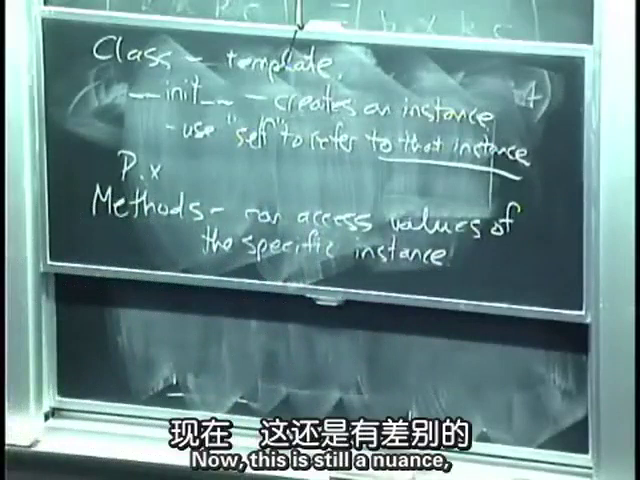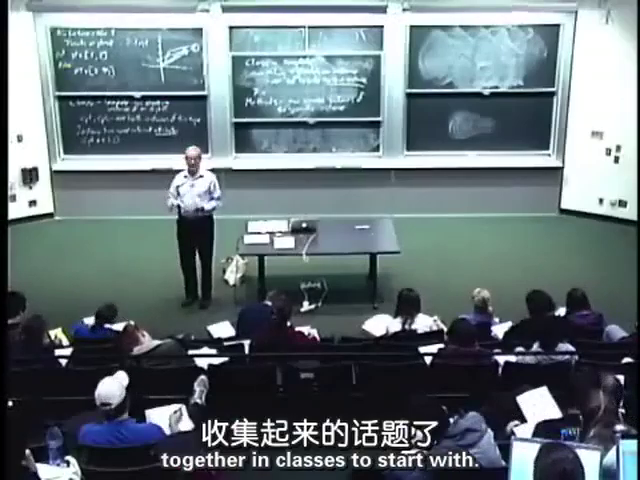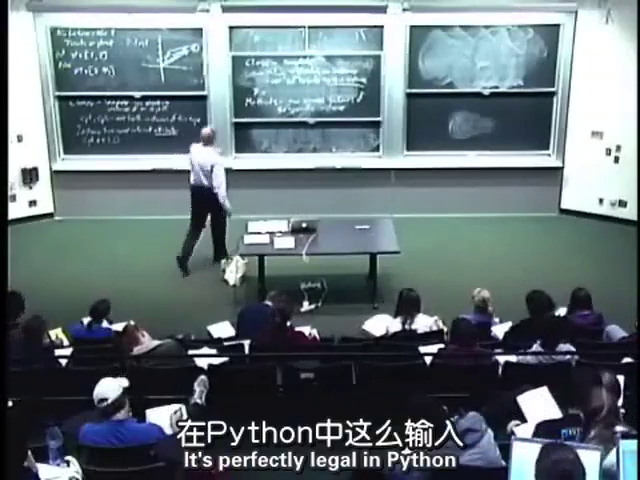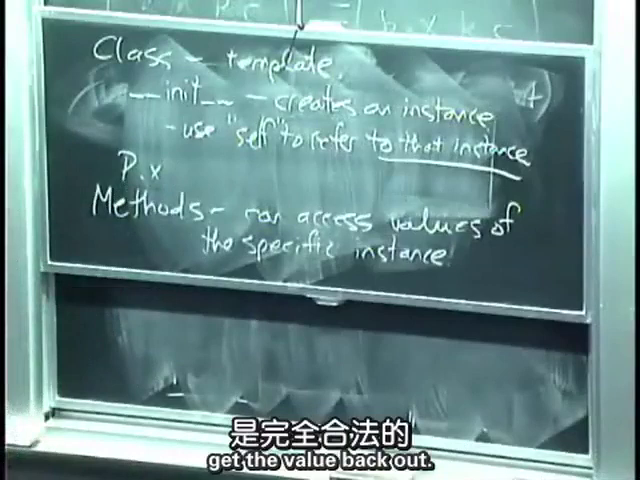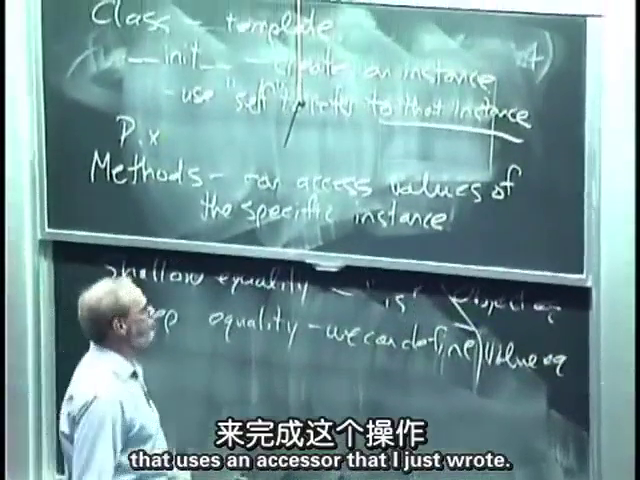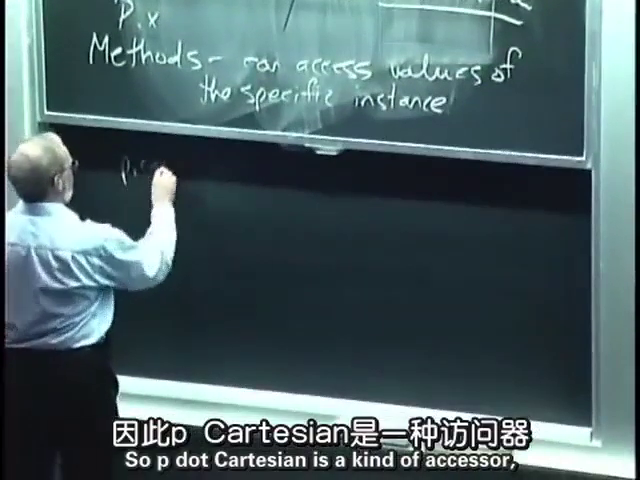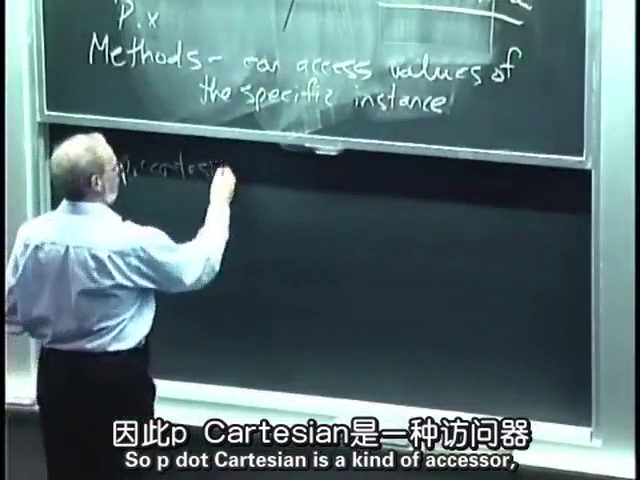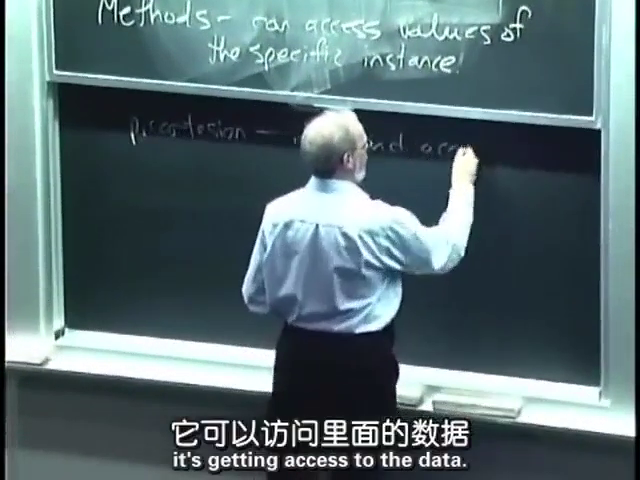Now, this is still a nuance. Why would I like to do this? Well, this is leading up to why I want to gather things together in classes to start with. Right? It's perfectly legal in Python to type that in and get the value back out. As I said, I would prefer to do something that uses an accessor that I just wrote. So p.Cartesian is a kind of accessor. It's getting access to the data.